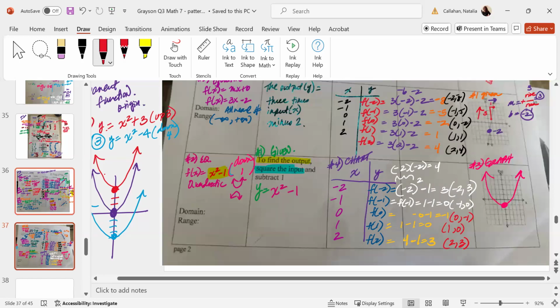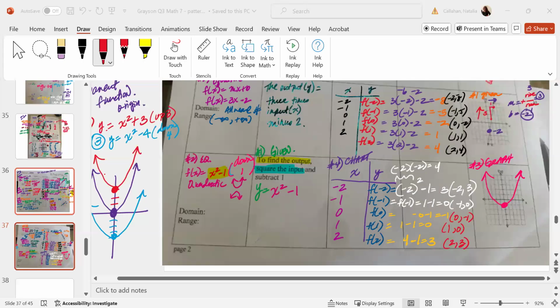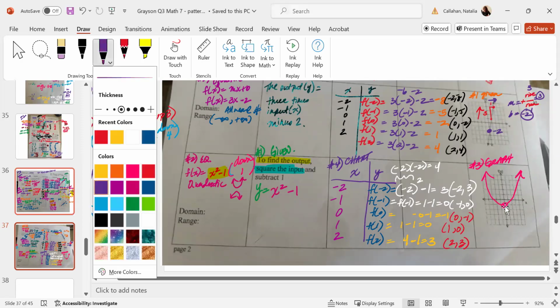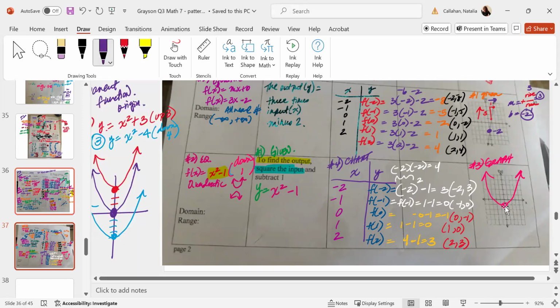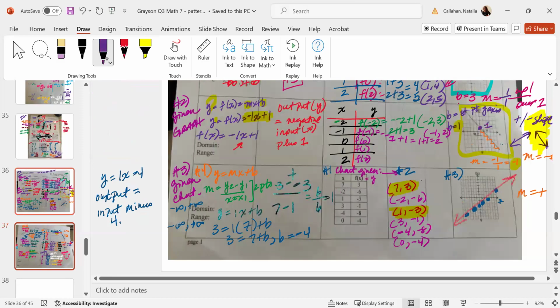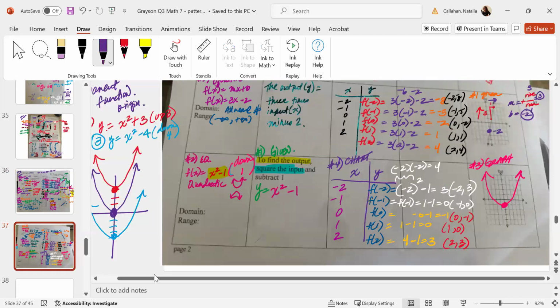Let me know when you're done. Your points are going to be (-2, 3). Grab a different color pencil. We're going to plot it because these points should be on this graph, correct? Sometimes it might not be because your graph might be drawn a little bit off. Do you agree with that? Okay, but it should be somewhere there. So (-2, 3), yeah, it's definitely a little bit off. So that's okay. So (-2, 3) is there, right?